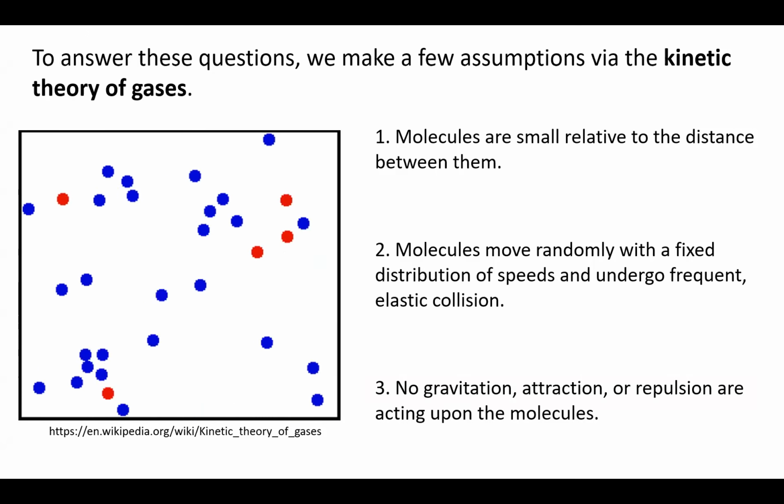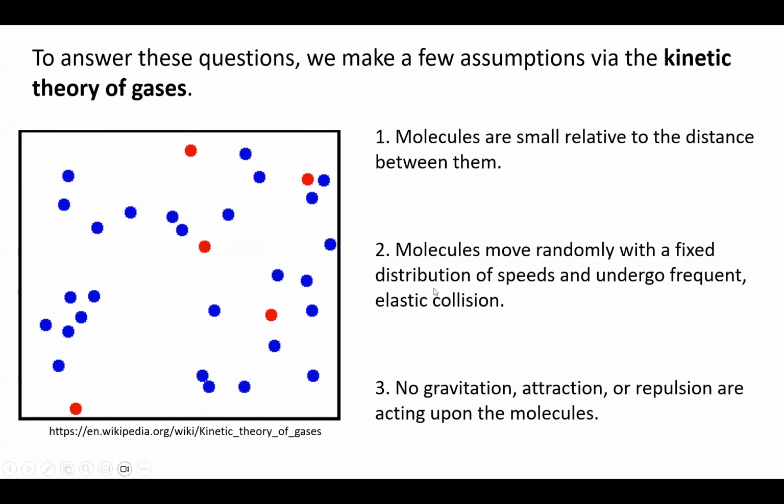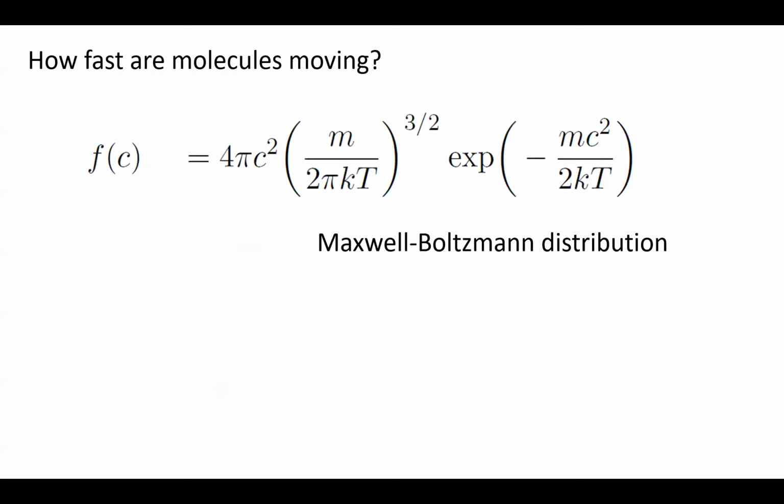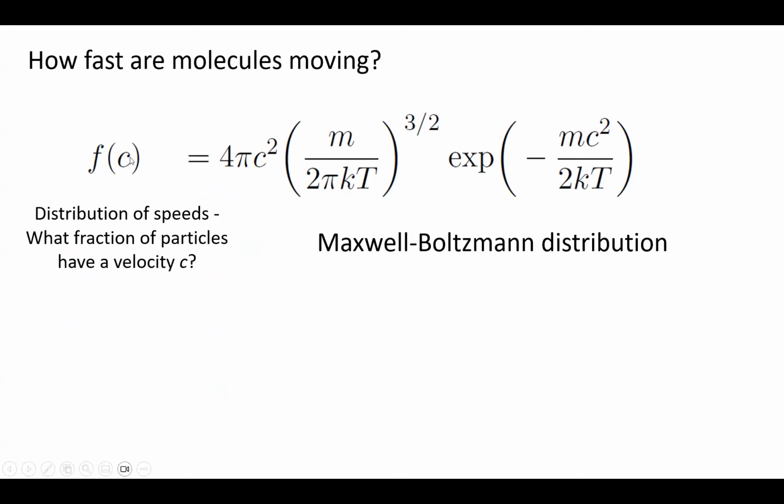And then we want to talk about this distribution of speeds. All right, this is our first question. How fast are the molecules moving? The distribution of speeds of molecules can be described by the Maxwell-Boltzmann distribution. So we've been talking about distributions, but of aerosol size. This is now a distribution of molecular speeds. I'm going to call speeds C. So F of C means what fraction of particles have a velocity C.